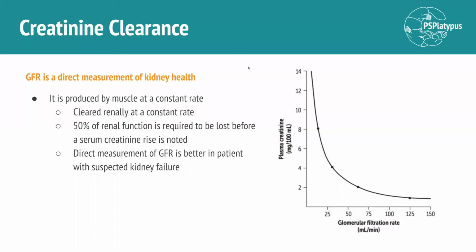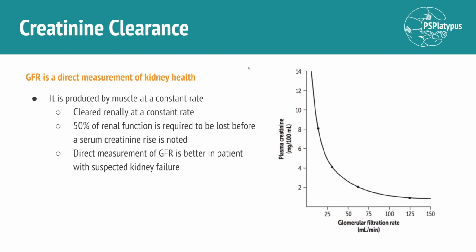Next, we have creatinine clearance. So, GFR or glomerular filtration rate is a direct measurement of the kidney's health. However, getting this value or calculating this is really difficult, as you'd need to have a substance that you can measure as it's excreted through the body compared to the amount that is present in the plasma. This is quite cumbersome and hard to do with all patients.